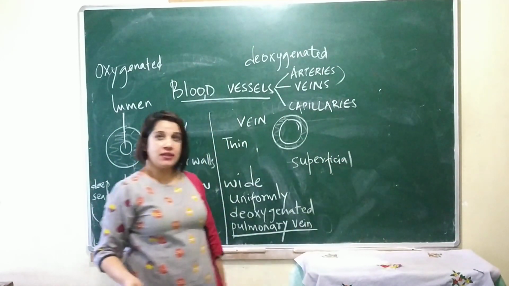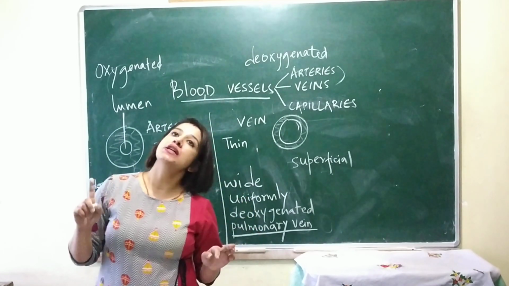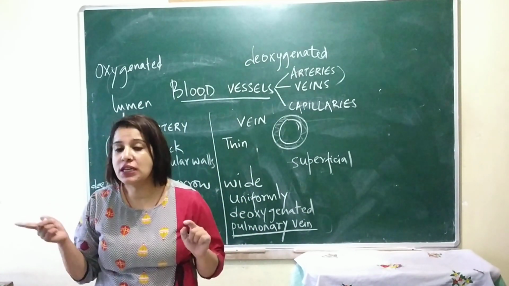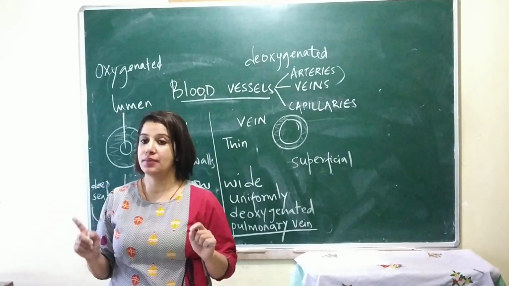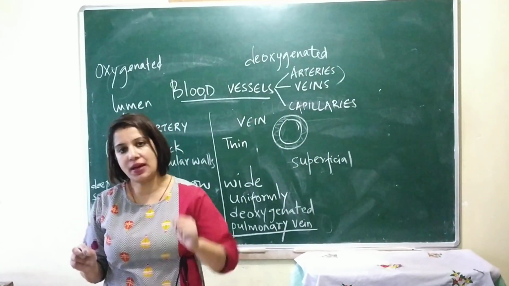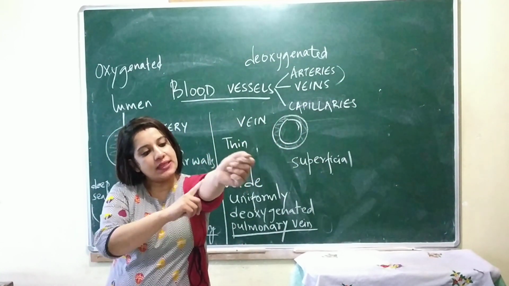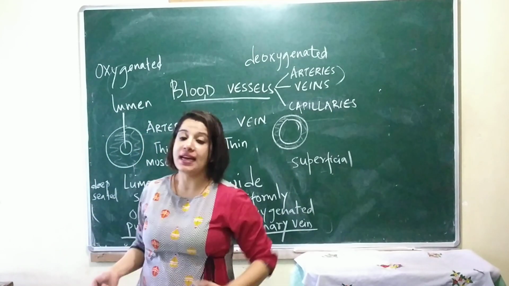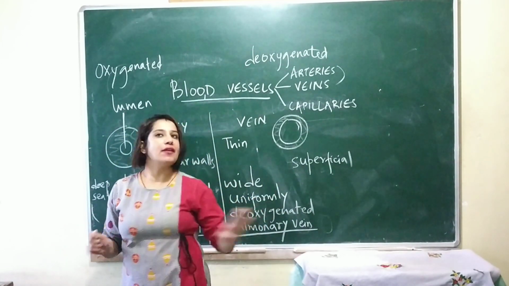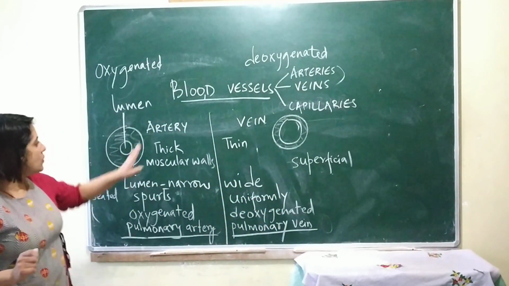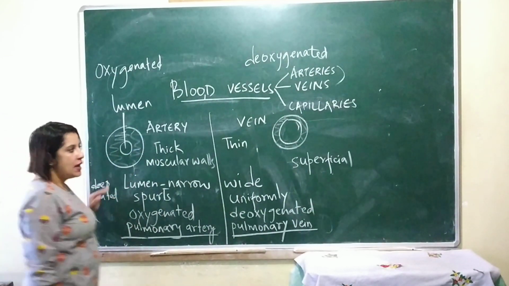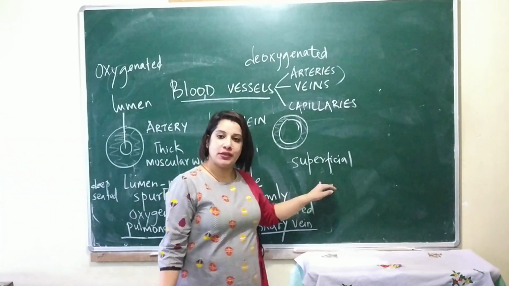So please don't get confused between nerves and blood vessels. Nerves are related to the nervous system. Blood vessels carry blood. So this blue thing that we see on our skin is actually the blood vessel, that is the vein, and not nerves. Okay? So arteries are deep-seated and veins are superficial.